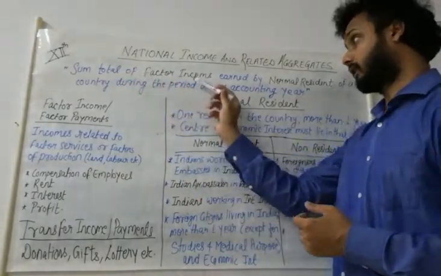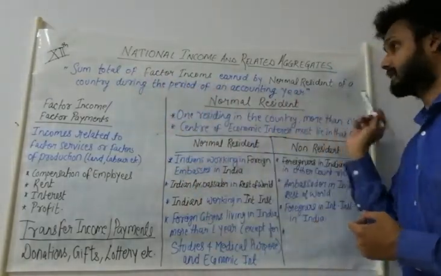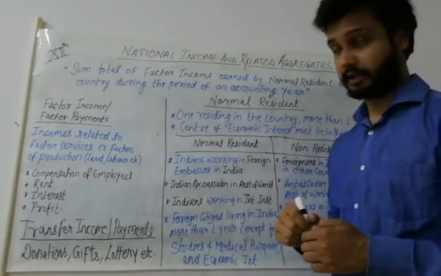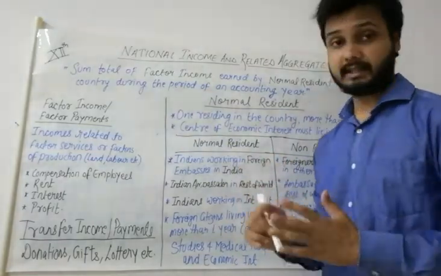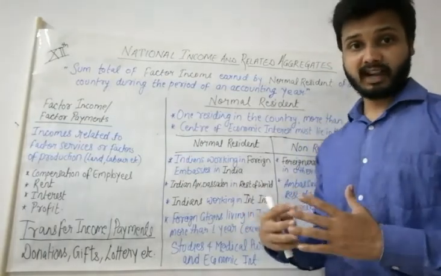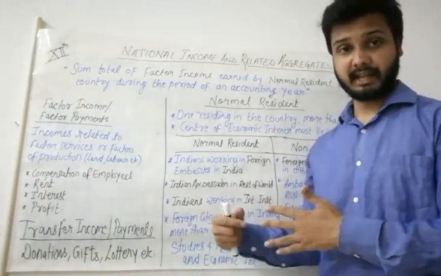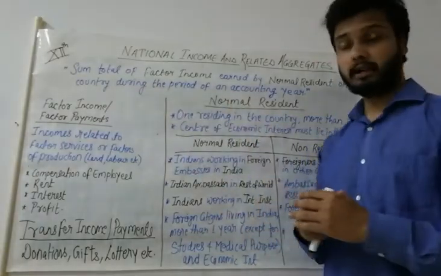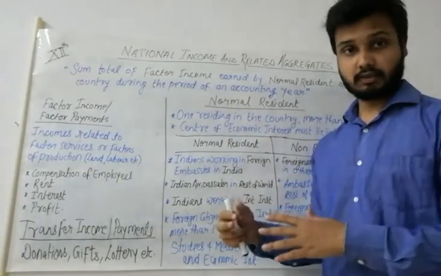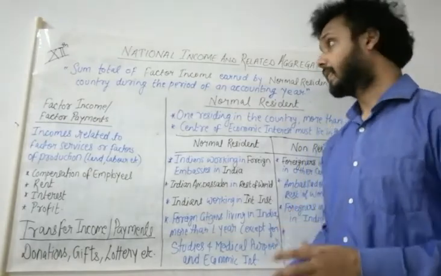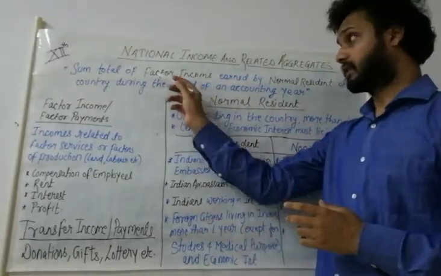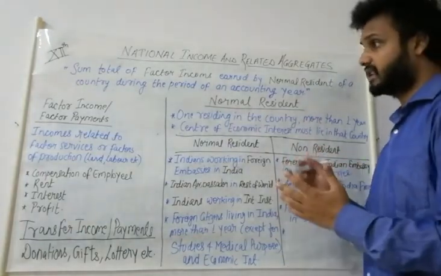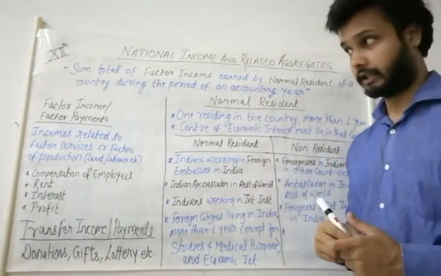Sum total of factor incomes earned by a normal resident of a country during the period of an accounting year. So what it means is that all the factor incomes which are earned by any normal resident of the country during a period of accounting year, that is known as national income. Here we see two terms, that is factor incomes and normal resident. What they basically mean, we will see one by one.